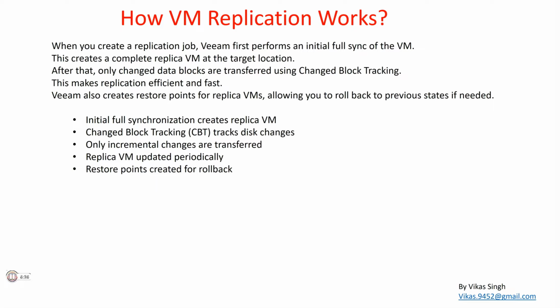The second stage is going to be the incremental update. After that, Veeam uses CBT, which is change block tracking. CBT identifies only the blocks that have changed in the virtual machine. Then only those changes are transferred to the replica VM from the source machine. This makes replication fast, efficient, and network optimized. We also create a restore point for the replica VM, so you can roll back to the previous state if required, and that is very much required when you do a failover, planned or unplanned.